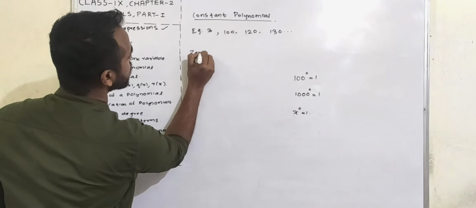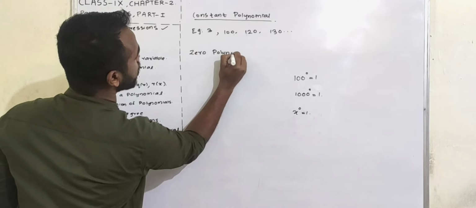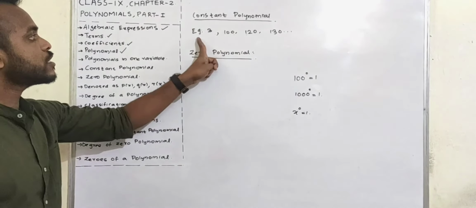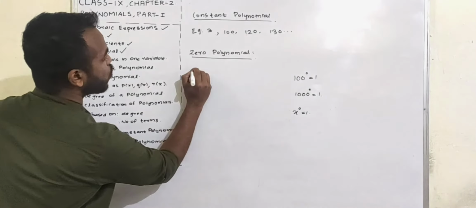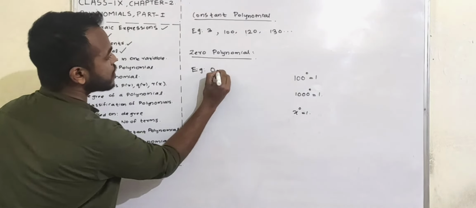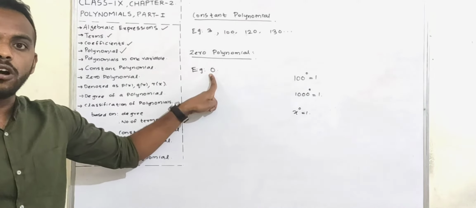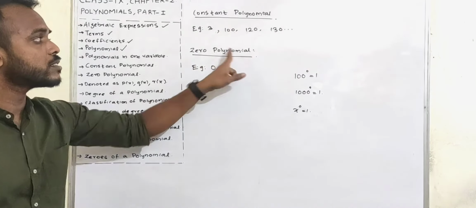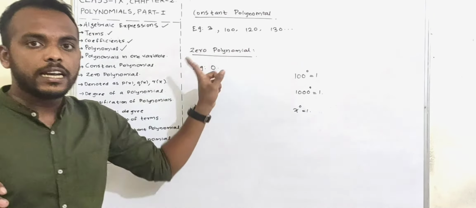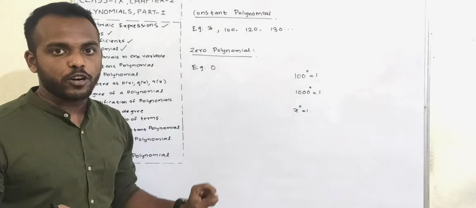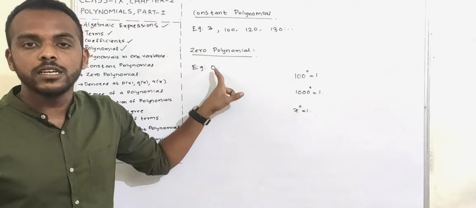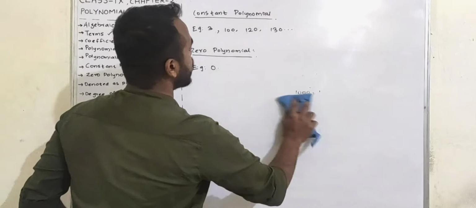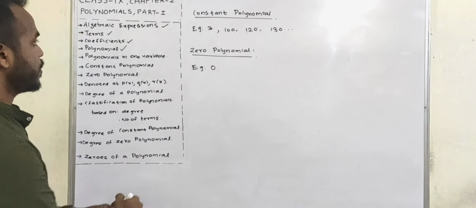Now, the next one is the zero polynomial. Let's see what a zero polynomial is. A zero polynomial is one kind of constant polynomial, but instead of a number, there will be only one character, that is 0. So 0 is called a zero polynomial. We are going to learn some other terms that sound just like zero polynomial, so don't get confused. Learn it now itself. A zero polynomial means the polynomial in which there is only one term, and that is 0. That's it. Now, the next one is denotation, or how will you represent a polynomial?